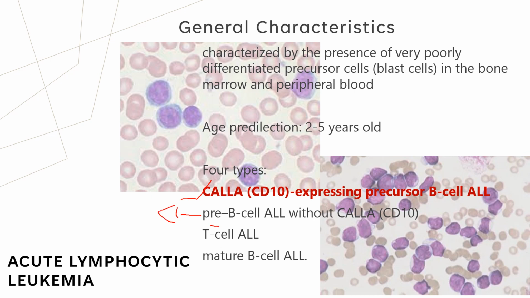It's important to take note that in pre-B cell ALL without CALLA, there is hyperdiploidy, so the malignant cells contain more than 46 chromosomes. If that is noticeable, it presents a better prognosis compared with those who have hypodiploidy, meaning fewer than 46 chromosomes in their malignant cells. That hypodiploidy type of ALL provides a poorer prognosis.